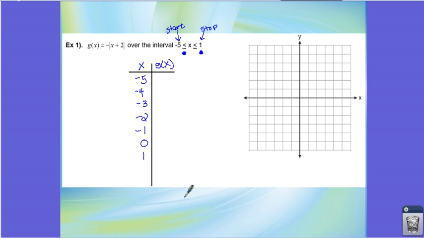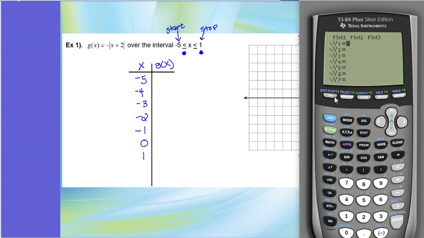Okay, now to find the output values, we can use our calculator. So if we go to y equals and we want to type in this function, g of x, we need to first hit negative and then hit the math button, go over to the number menu, and go down to, it's actually choice 1, hit enter. And then we can enter x plus 2 and close the parentheses. Your calculator is updated and should show up with the bars rather than seeing this word abs, but it will work out to be the same.